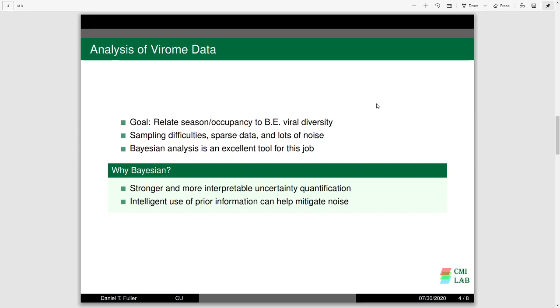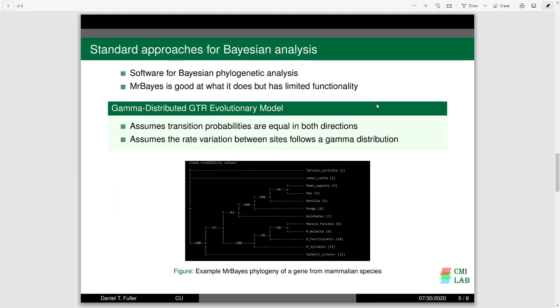It provides stronger and more interpretable uncertainty quantification, in terms of credibility versus confidence. Additionally, and very importantly here, an intelligent use of prior information can help mitigate that noise, and by playing with prior distributions, we can get a better understanding of what parts of the model, what parts of the system we're working with, are actually generating noise.